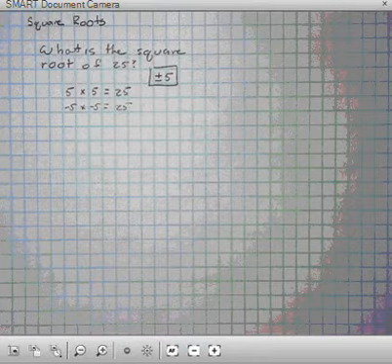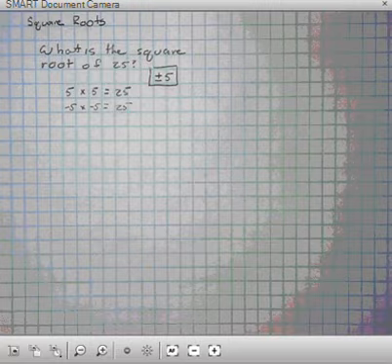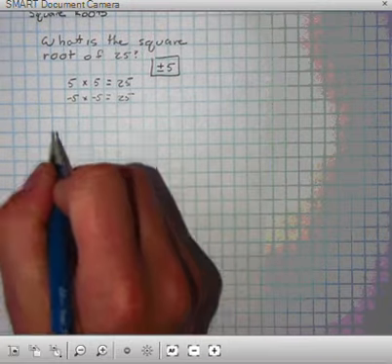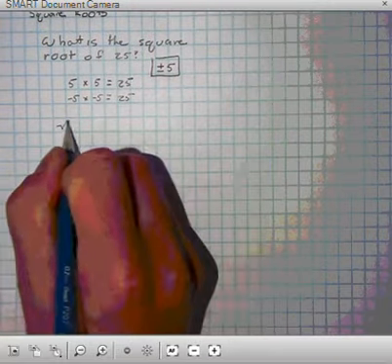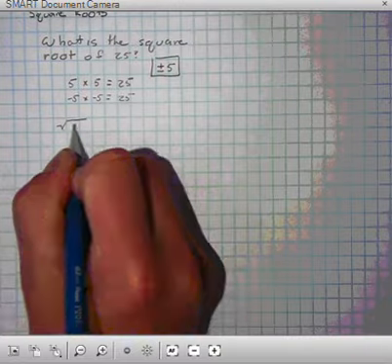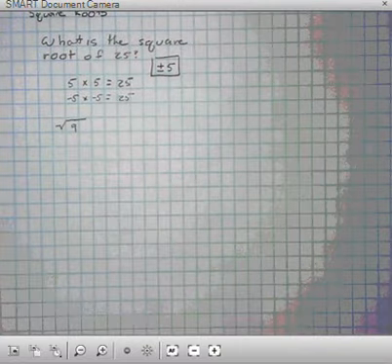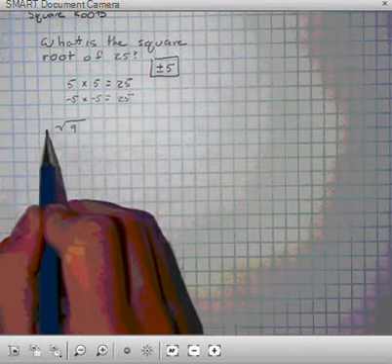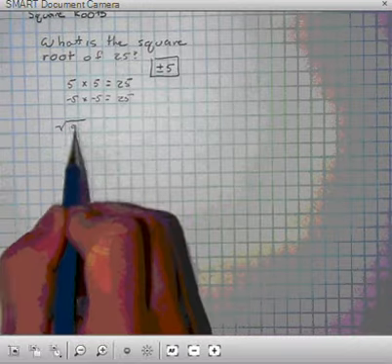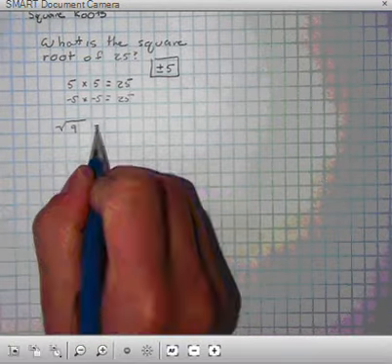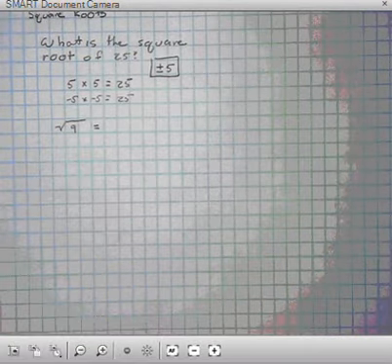What will be important is reading what is it that they're asking for. Do they want to know the positive, do they want to know the negative, or do they want to know both? If you have a square root sign that looks like this, there's no sign out front. All it is a square root with a number on the inside. They're wanting to know what the positive is.